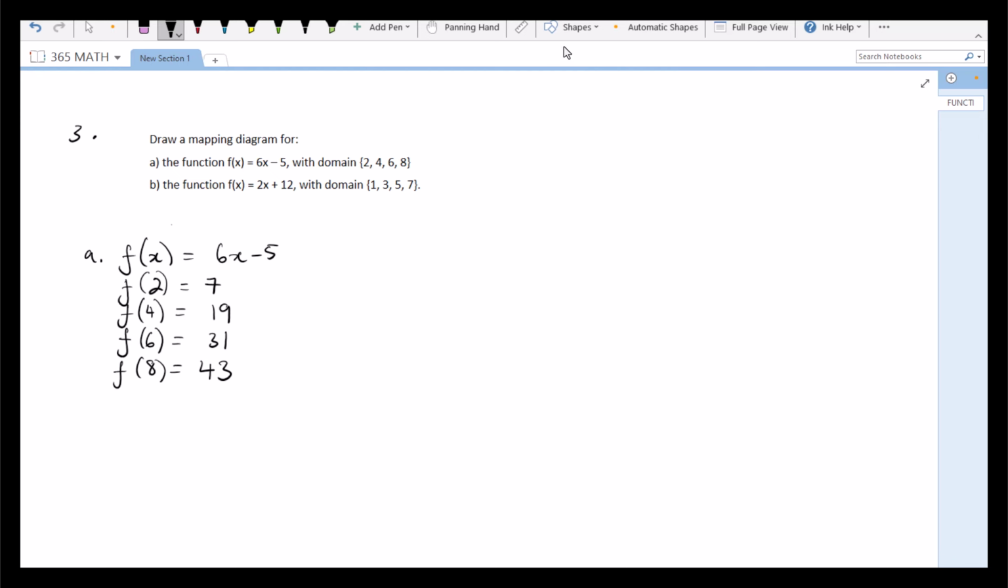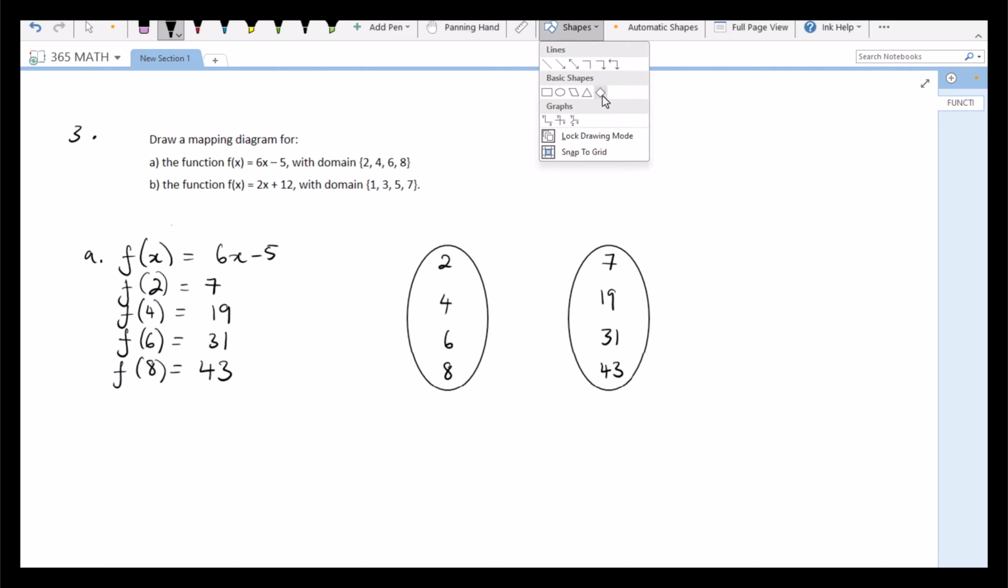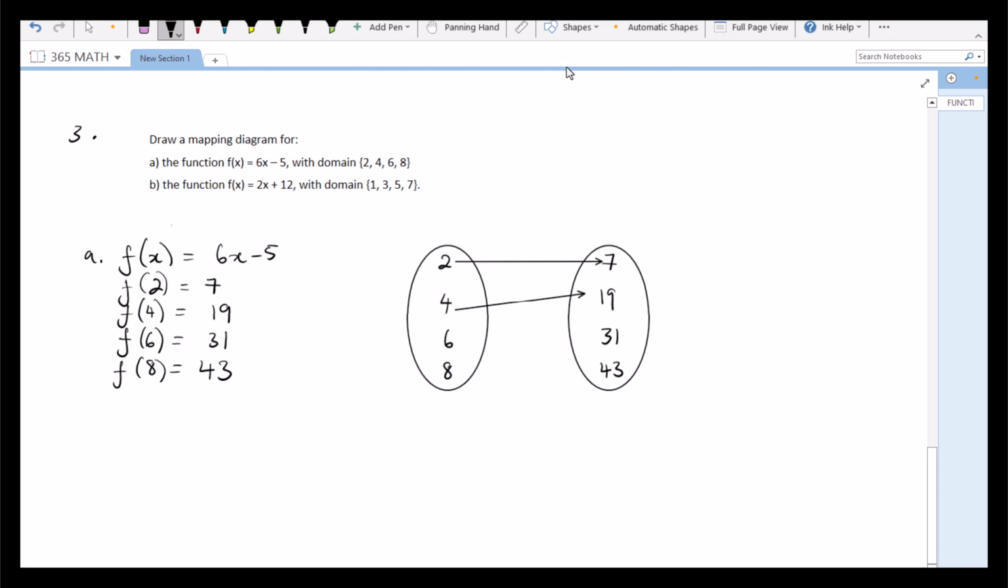Now we are going to map this function. So we have our domain and we have our range. Remember, our domain is, and then our range is. Now we are going to map this. So this is how you map a diagram for the given function.